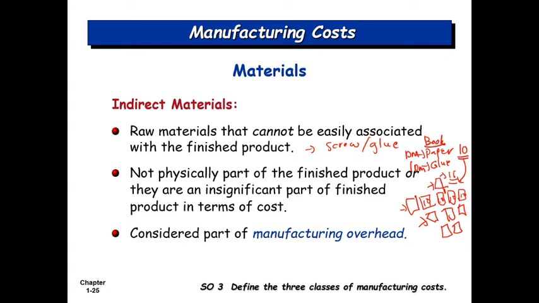So this is considered as manufacturing overhead. In the dictionary, overhead means extra cost. So that's why overhead is something different from direct material and direct labor. So indirect material and indirect labor are considered overhead.